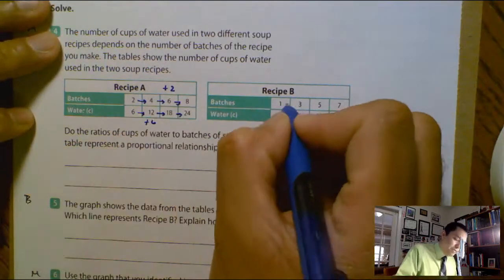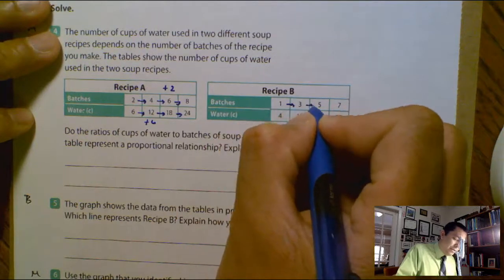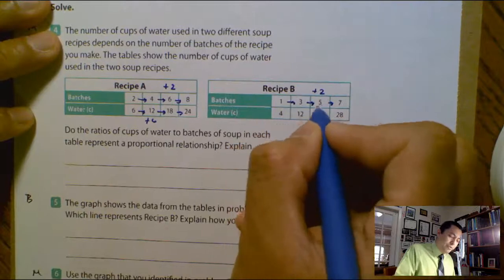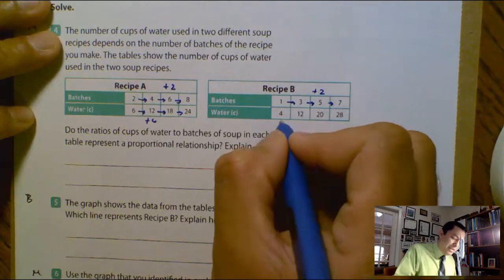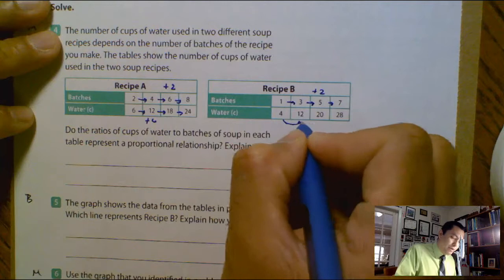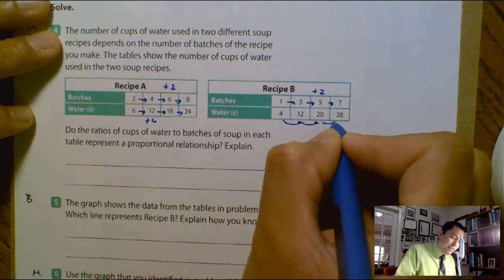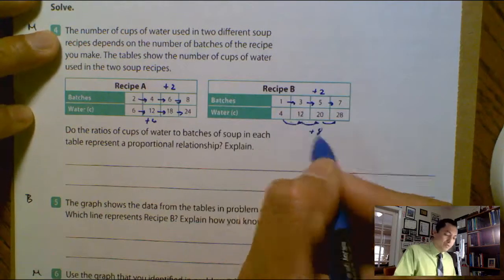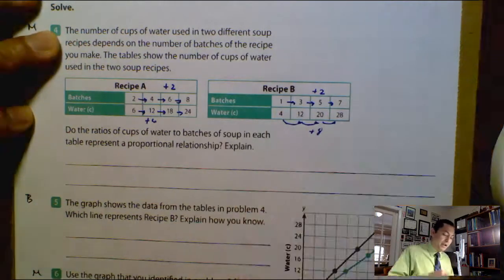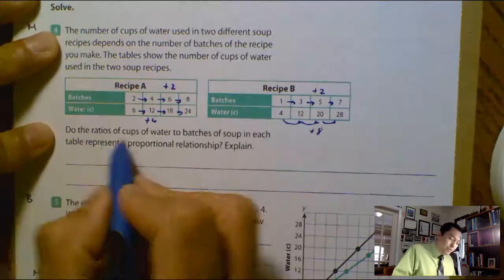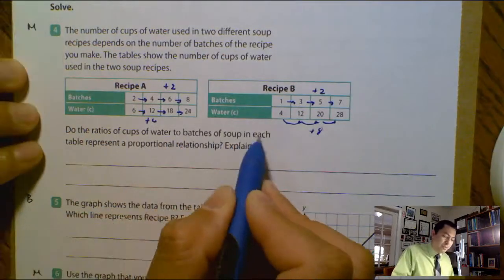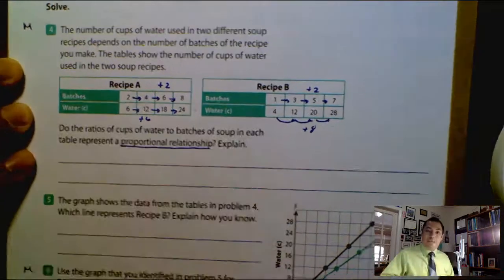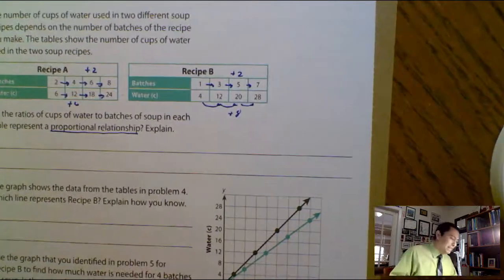Then recipe B, you have 1, 3, 5, and 7. Goes by 2: 1 plus 2, 3, 3 plus 2, 5, 5 plus 2, 7. Then I have 4, 12, 20, and 28. Goes by 8: 4 plus 8 is 12, plus 8, 20, plus 8, 28. Do the ratios of cups of water to batches of soup in each table represent a proportional relationship? Explain. In this case, yes.